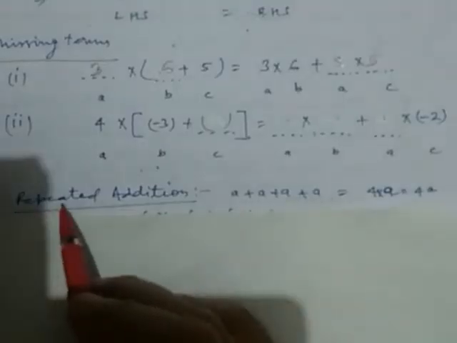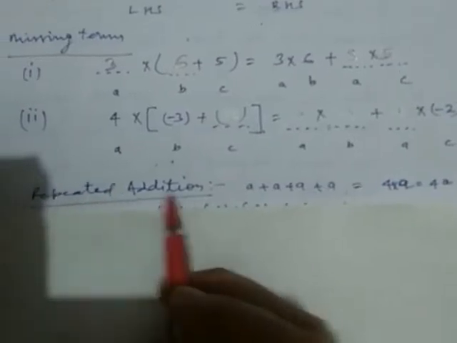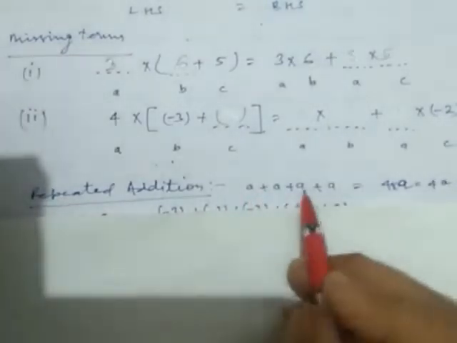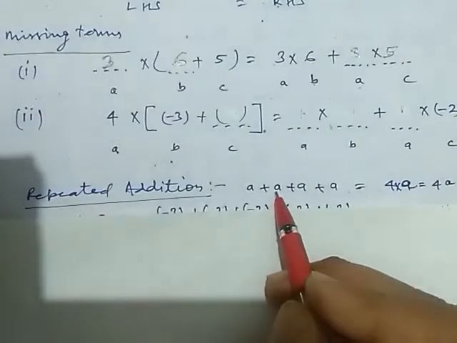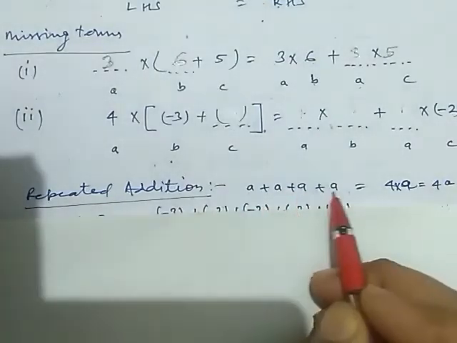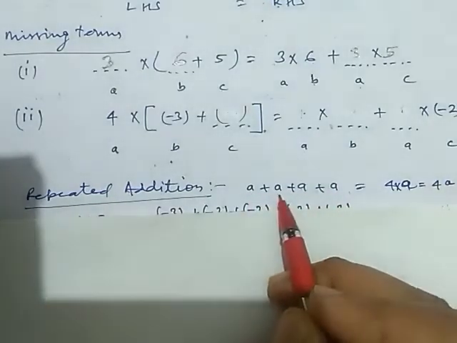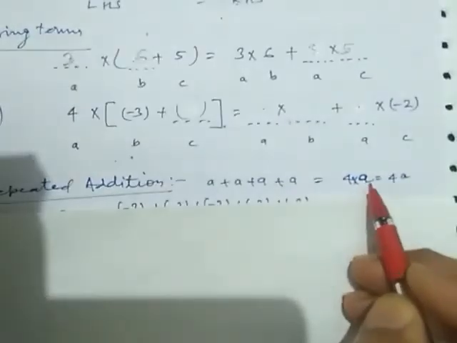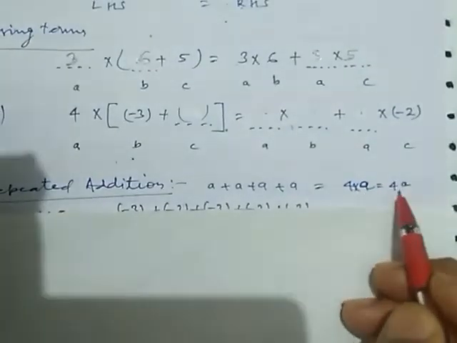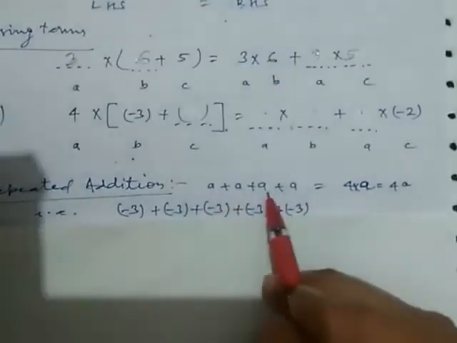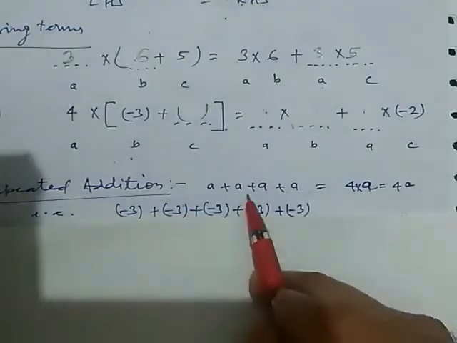Now we are learning repeated addition. What is repeated addition? Look here. A plus A plus A plus A. Here 4 times we add A. So we can write 4 into A. And we get 4A. So this is repeated addition of the numbers.